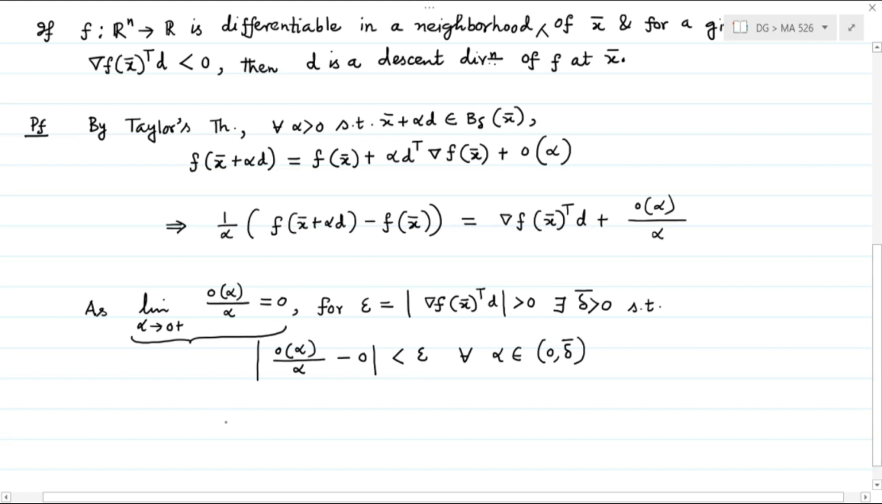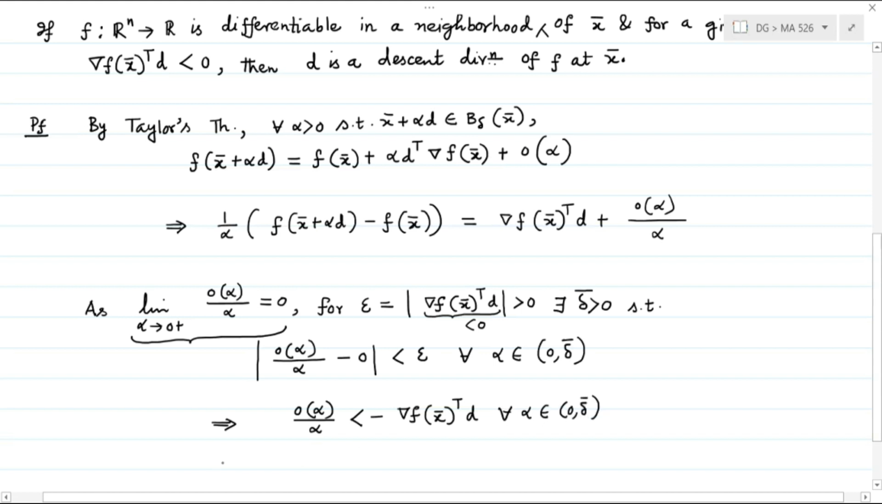And hence we note that this implies, as this epsilon is a positive quantity, and therefore from here we can just write small o of alpha divided by alpha. We note that as this quantity inside this absolute value is negative, therefore we can just write epsilon is nothing but gradient of f x bar transpose d, negative of it, right? And this has to happen for all alpha belonging to 0 to delta bar.